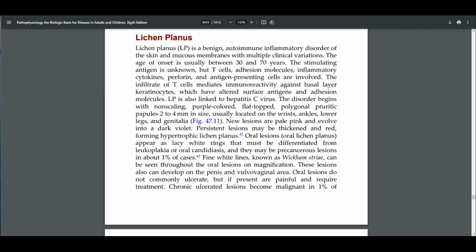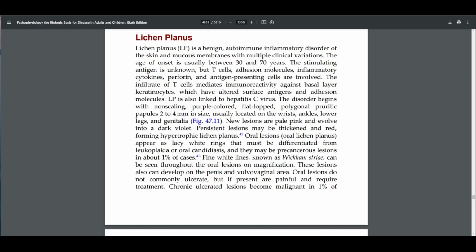The disorder begins with non-scaling, purple-colored, flat-topped, polygonal, pruritic papules, 2 to 4 millimeters in size, usually located on the wrists, ankles, lower legs, and genitalia. New lesions are pale, pink, and evolve into dark violet. Persistent lesions may be thickened and red, forming hypertrophic lichen planus.